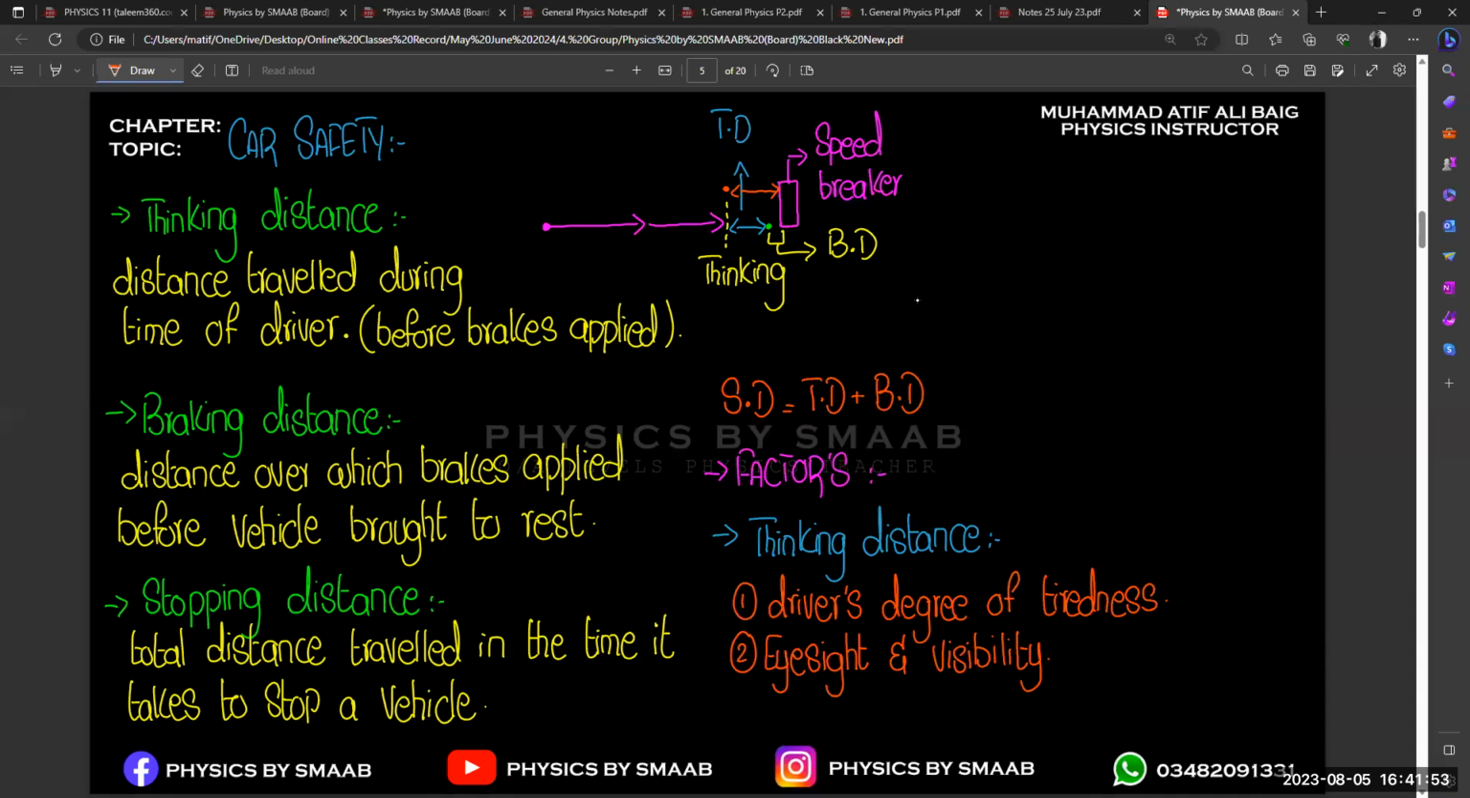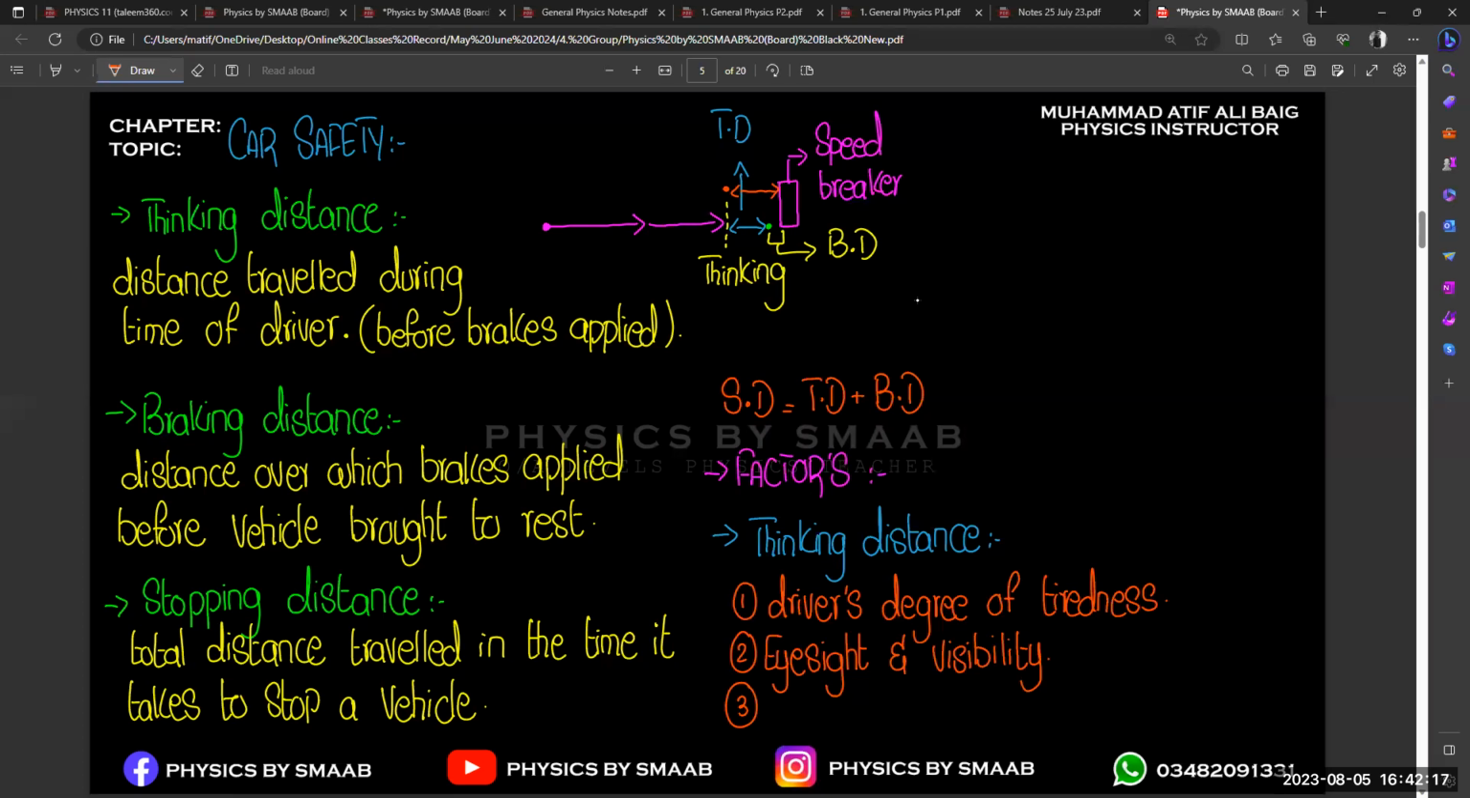Thinking distance completely depends upon the driver, right? Because it is a thinking process, so only the driver can think. All factors are related to your driver. And one more thing, let's suppose someone is sick and having some medicines, or there may be drugs, alcohol, or mental issues.